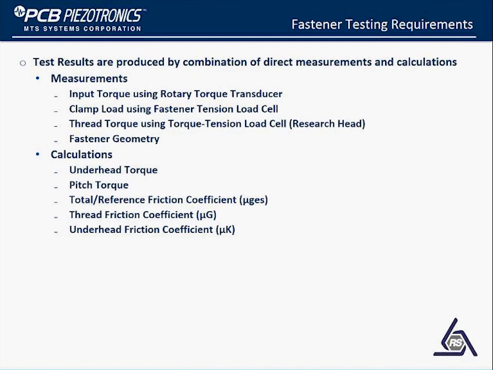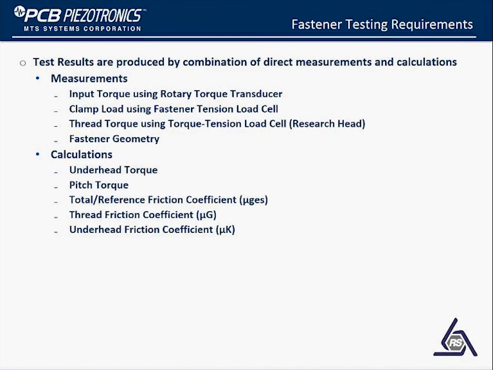And we have to have some measurements of our fastener geometry, such as diameter, pitch, calculate pitch diameter, and so forth. We need to do some calculations for underhead torque, pitch torque, calculate a total or reference friction coefficient, calculate a thread friction coefficient, or the underhead friction coefficient.